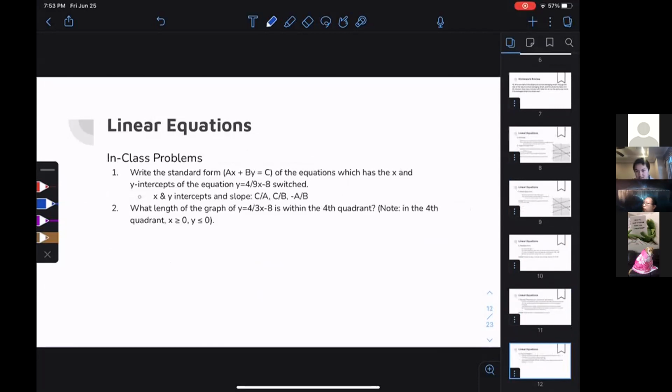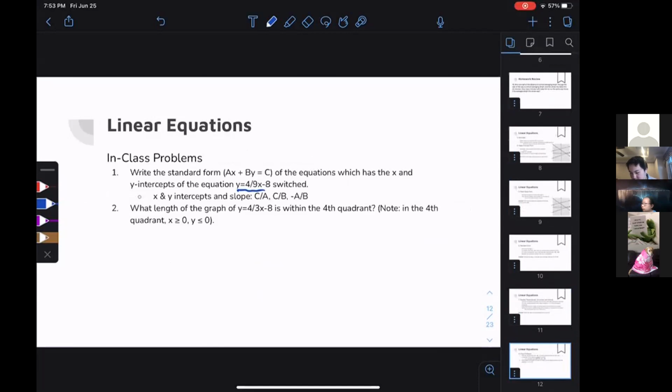Alright, so for in-class problems, write the standard form, ax plus by equals c, of the equation which has the x and y intercepts of this one switched around. And after this, I think we'll end the class for today, actually.